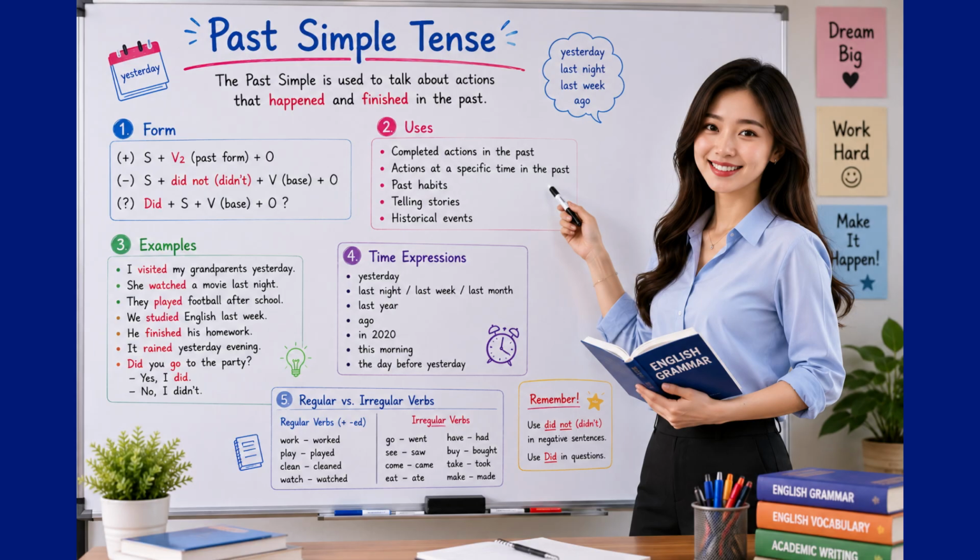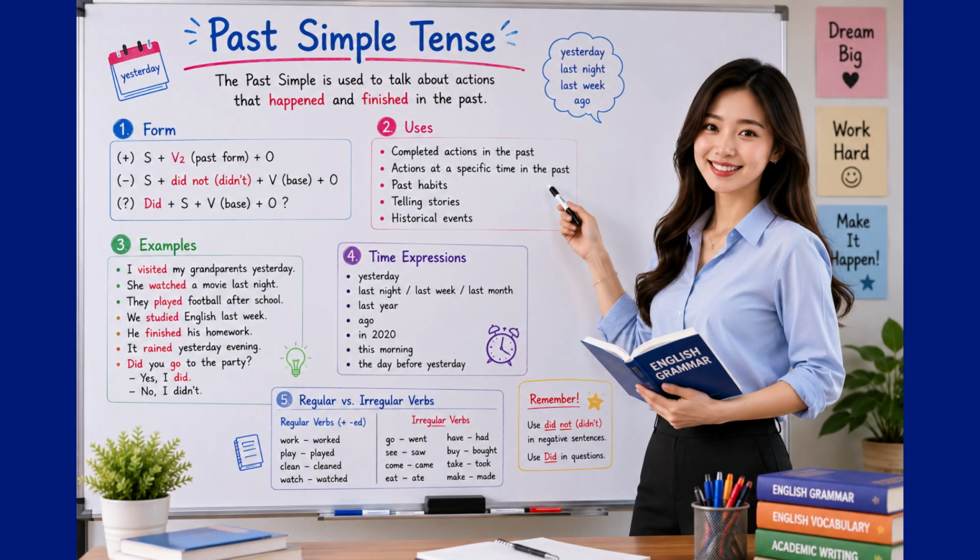Negative sentence structure: to make negative sentences in the past simple, we use did not or didn't plus the base form of the verb. Subject plus did not or didn't plus base verb. Examples: I did not watch television last night. She didn't go to school yesterday. They didn't play football because it rained. We didn't finish the project on time. He didn't call me yesterday.